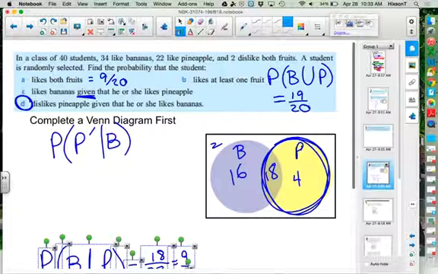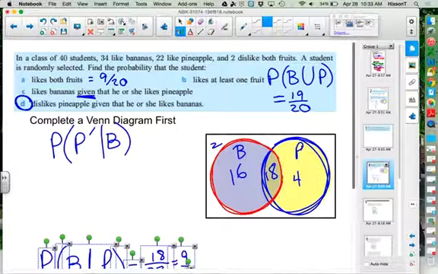Notice the given that we like bananas limits us to this population right here, or this subset of the population. So there are 34 people in there. How many of those 34 people dislike pineapples? Well, that's these people right here. 16 out of 34, which is 8 out of 17.